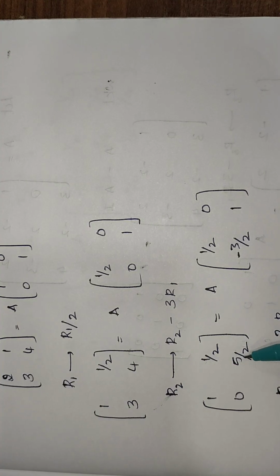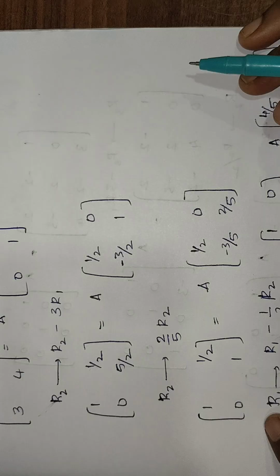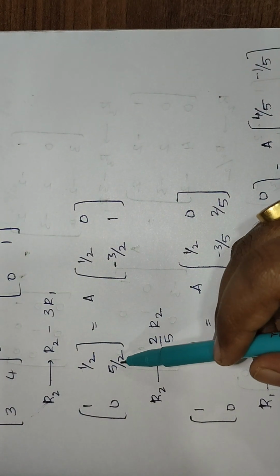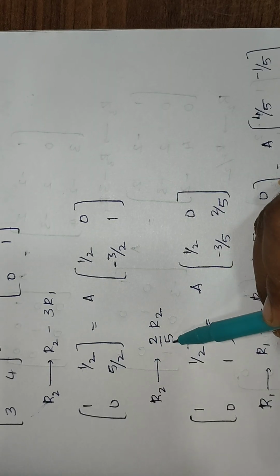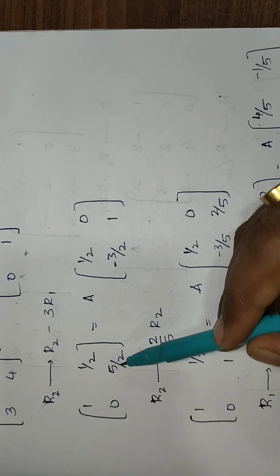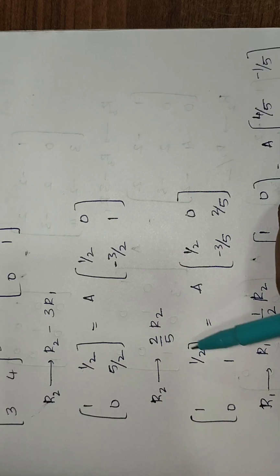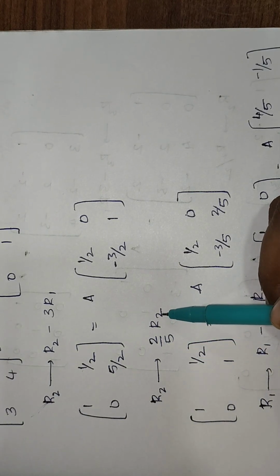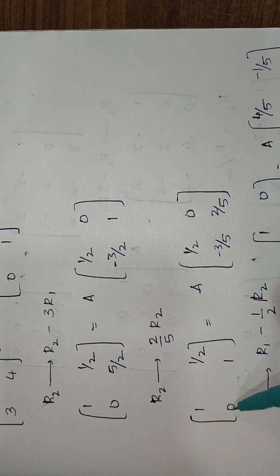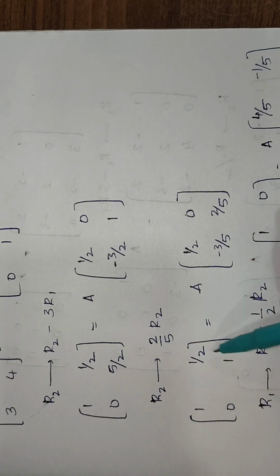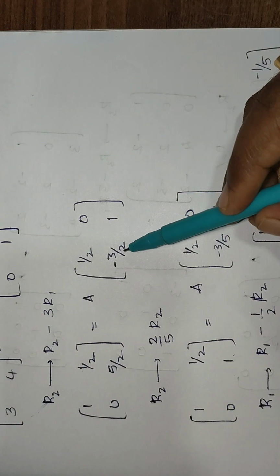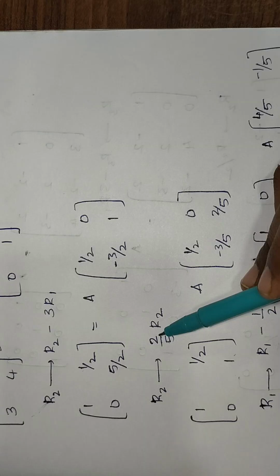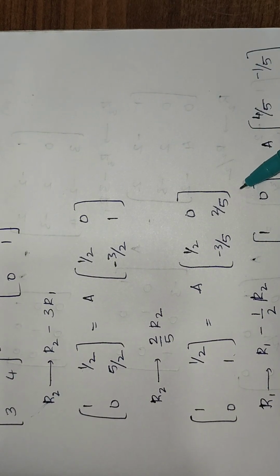Here I will make this one using the transformation R2 changing to 2 by 5 into R2. If I multiply 2 by 5 to this 5 by 2, this will become 1. So R2 is changing to 2 by 5 into R2. So 2 by 5 into 0 is 0. 2 by 5 into 5 by 2 is 1. The same thing works here also. 2 by 5 into minus 3 by 2 is minus 3 by 5. And 2 by 5 into 1 is 2 by 5.